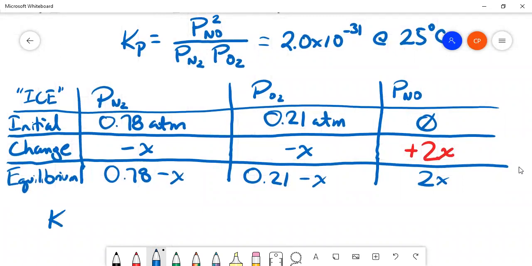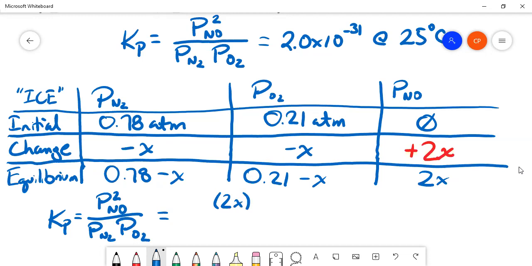Let's set up our equilibrium expression. P squared of NO over P of N2 times P of O2 is going to be equal to quantity 2x squared in the numerator, taking place of P of NO, over quantity 0.78 minus x over quantity 0.21 minus x in the denominator from N2 and O2 respectively.